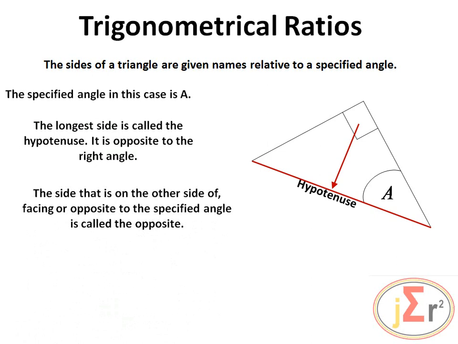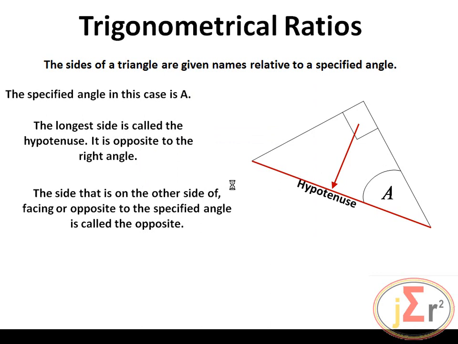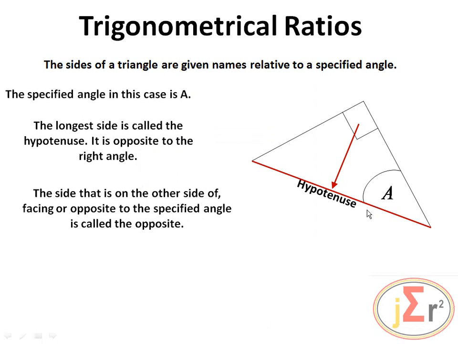The side that is on the other side of, facing or opposite to the specified angle is called the opposite. So the specified angle we have here is A. Opposite or facing all over there, that way. So the side that is opposite or facing or on the other side of that side is the opposite, and it's indicated right there showing that it is opposite to the angle A.